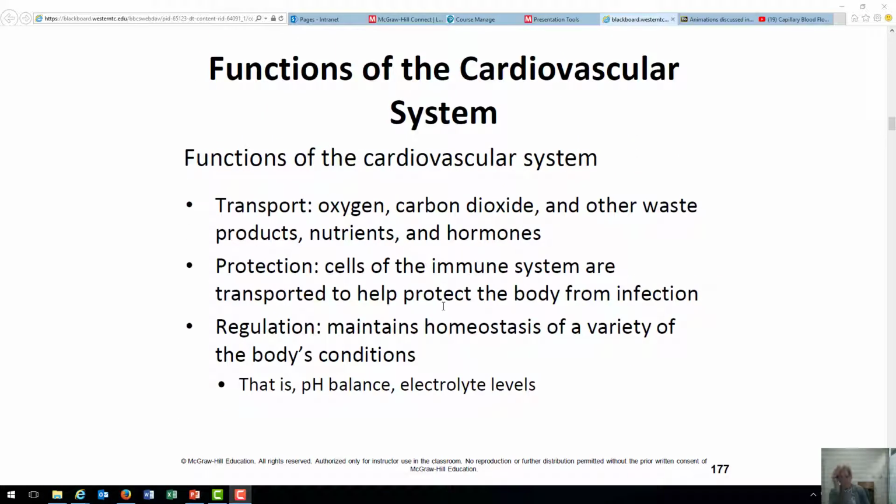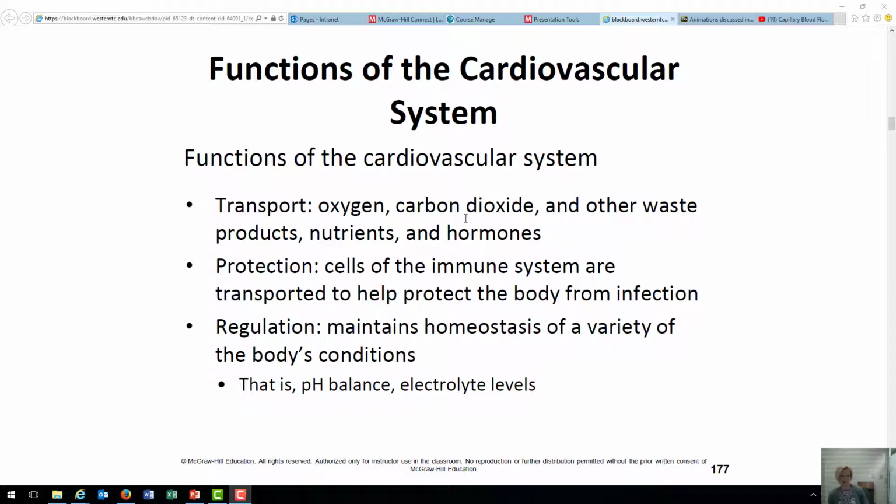So looking at the cardiovascular system, there's two words in the word cardiovascular system, which tells us the parts of the cardiovascular. And we look at cardio, that means heart. Vascular is referring to vessels. So we're looking at the arteries, veins, and capillaries working together with the heart as a pump to pump blood through those vessels.